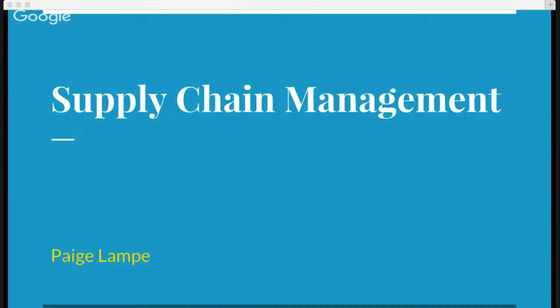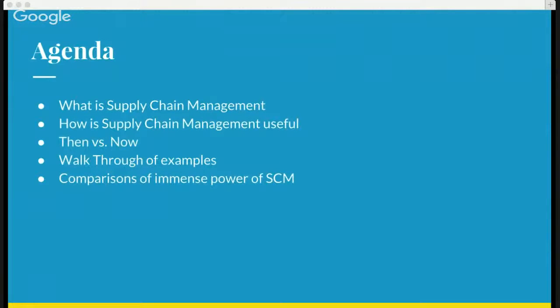So today I'll be talking about supply chain management. For an overview of what we're going to go over, I'm going to talk about what supply chain management is, how it's relevant, how they use it, what it was in the past, and what it is now. I'll walk through a couple examples, and I'll compare and contrast logistics.